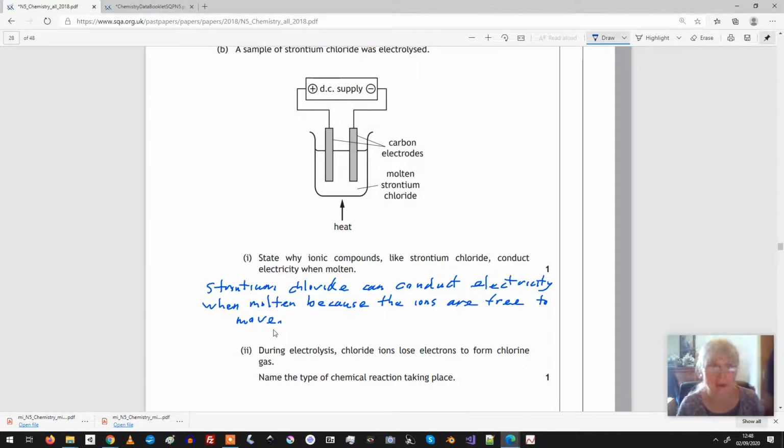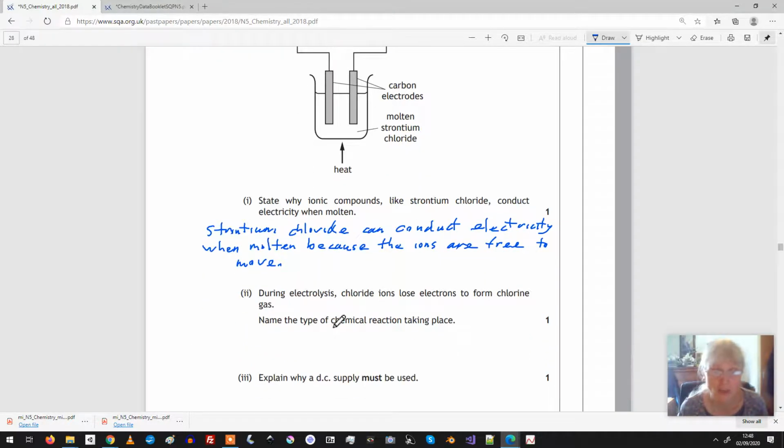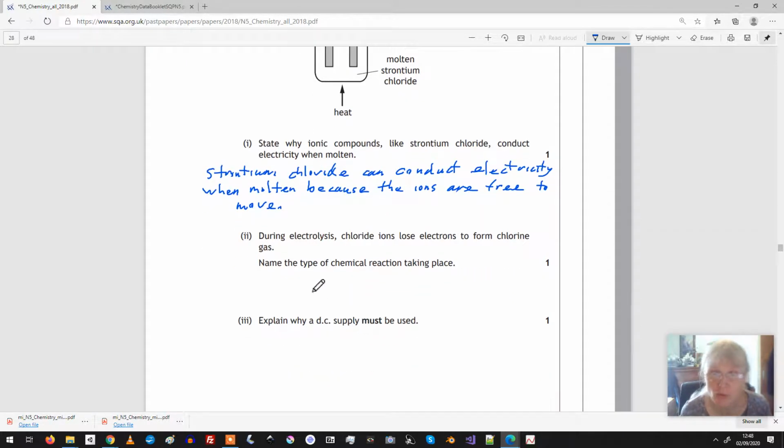Part 2. During electrolysis, chloride ions lose electrons to form chlorine gas. So the chloride loses electrons. So that's probably where you want to use OIL RIG. Oxidation is loss, reduction is gain. Chloride ions lose electrons, it will be oxidation. So I'll just write down oxidation.